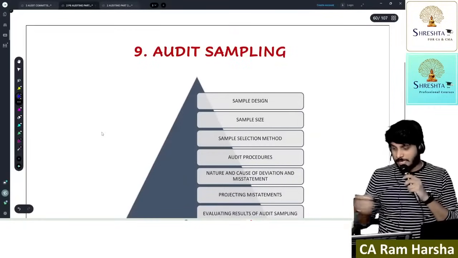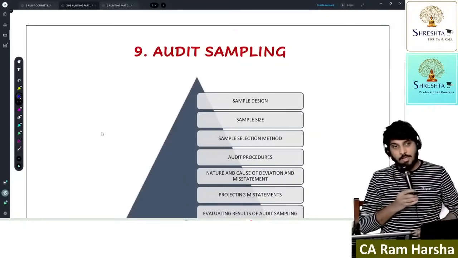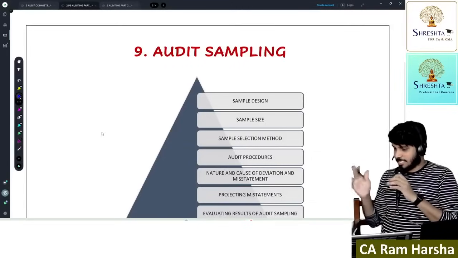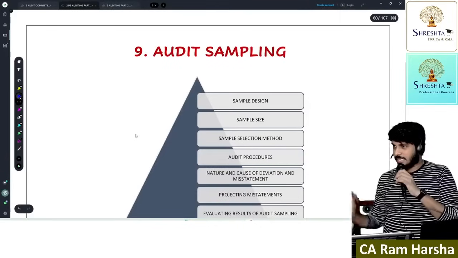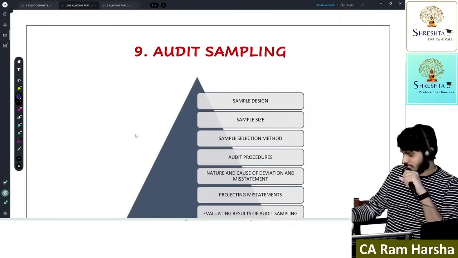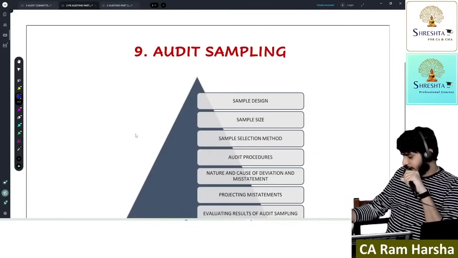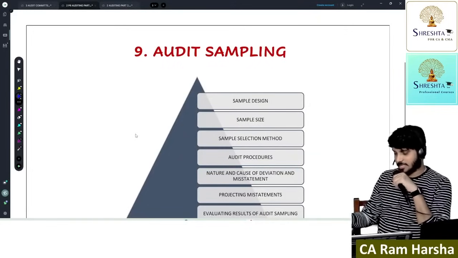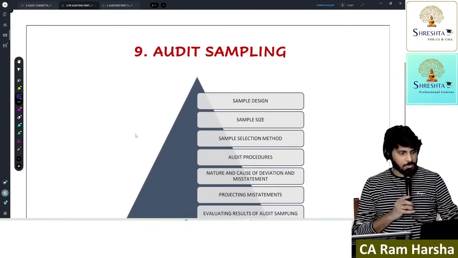So the next topic is audit sampling. I told you that I'm not covering the risk assessment chapter because that is again a very lengthy chapter. But mainly we are covering the main topics. I'll give you a brief idea of risk assessment maybe at the end. Getting it? Now let's focus on sampling.